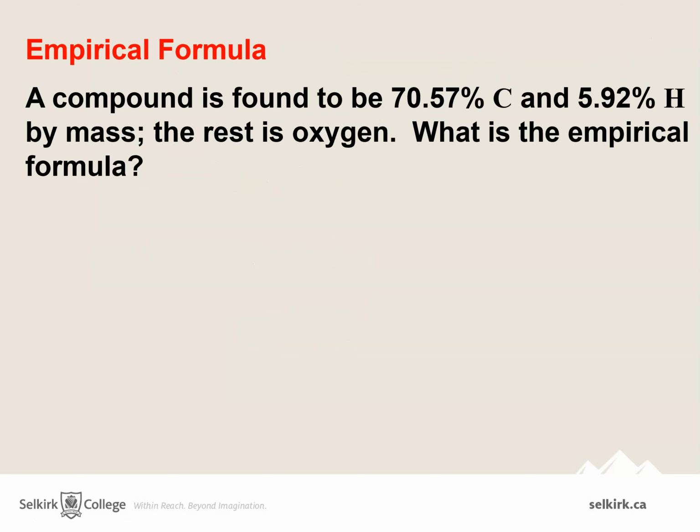We're going to calculate an empirical formula for a compound. And you'll remember an empirical formula is the simplest ratio of atoms in a compound. Empirical has a dual meaning though. Empirical means based on data. So I'm going to show you how that data turns into the smallest ratio of atoms. Here's an example. Our compound is found to be 70.57% carbon and 5.92% hydrogen by mass. The rest is oxygen. What is the empirical formula?